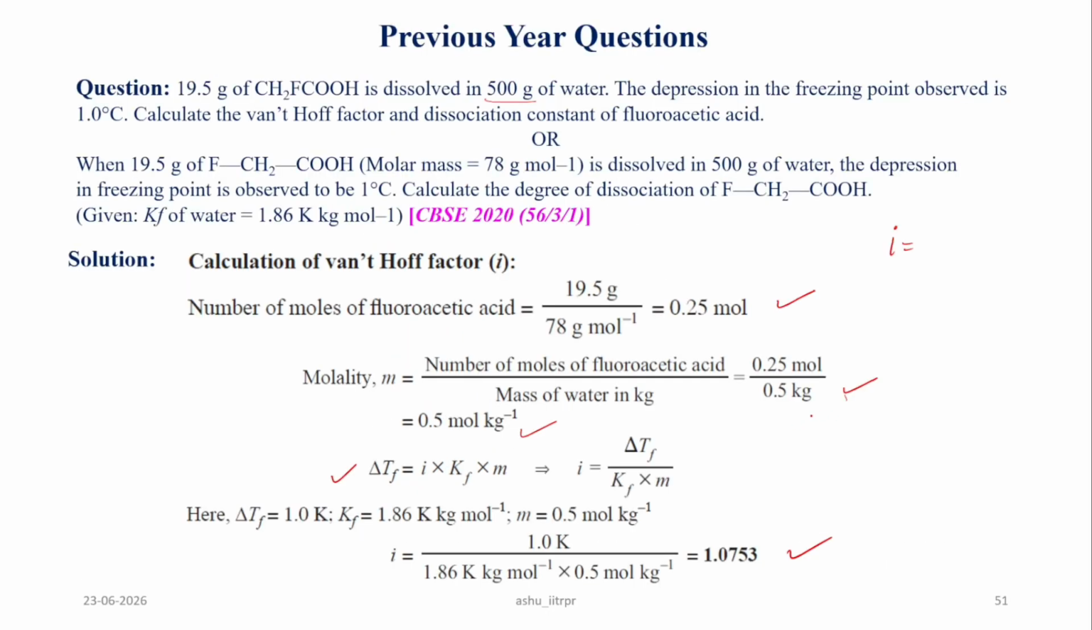Okay, so then what you have to calculate, Van 't Hoff factor. So you have calculated i and the dissociation constant. So I think this question would carry minimum 3 marks. Minimum, it could be 5 also, but minimum 3 marks. And now you have to calculate the dissociation constant also.